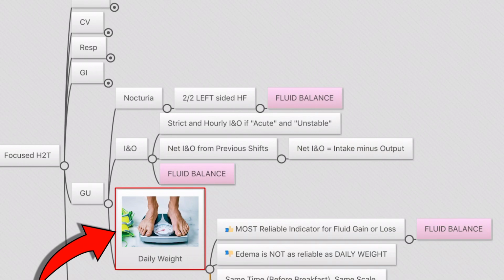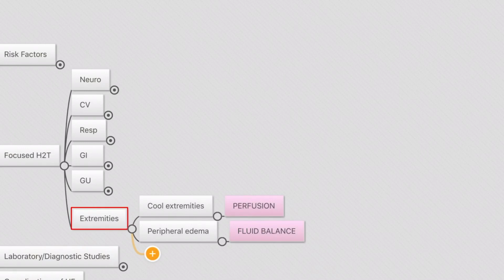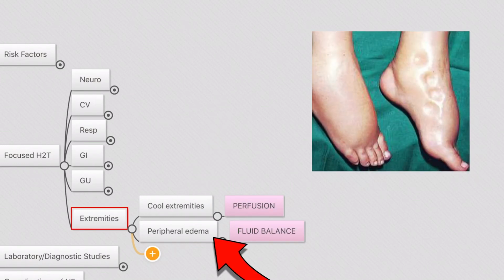Now, edema is not as reliable as daily weight. In order to make sure that the patient measures their daily weight correctly, you want to make sure that they do it at the same time, hopefully before breakfast, on the same scale, and with the same clothing or no clothing at all. Now, the next system will be extremities. So look for any cool extremities that will be due to decreased perfusion, and obviously any peripheral edema, mostly pitting edema, that will be due to fluid balance.